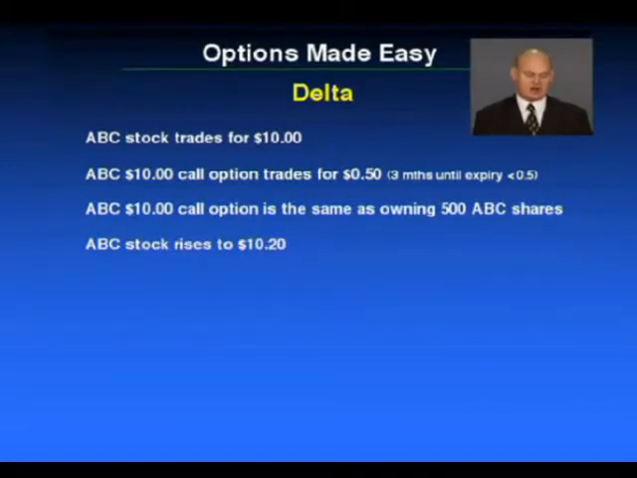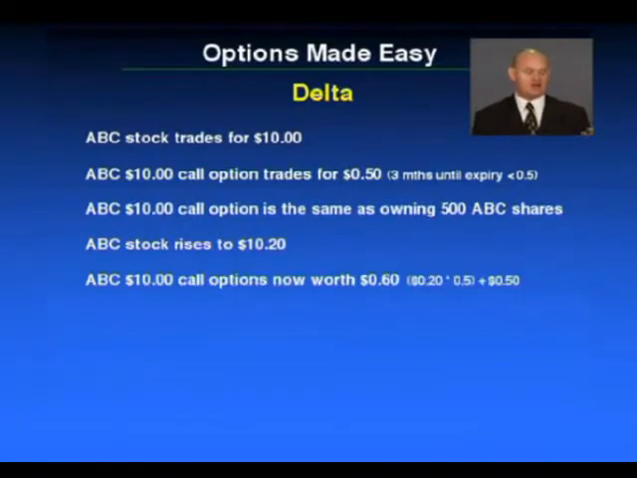Now let's say our ABC stock rises to $10.20. That means the shares have been increased in value by 20 cents. The $10 call options would now be worth 60 cents. That means the 20 cents that the shares increased by, our option would get 10 cents of that, or half of the movement. And that makes sense because if you only bought yourself 500 ABC shares and the stock went from $10 to $10.20, you've made that same proportion.